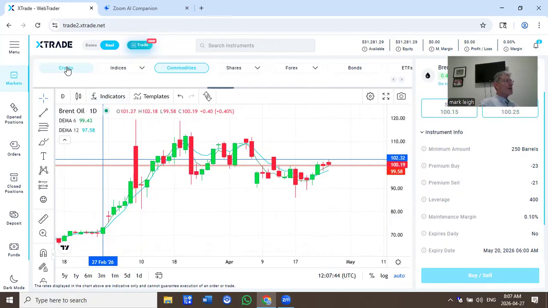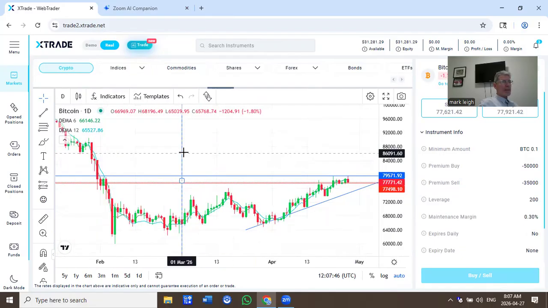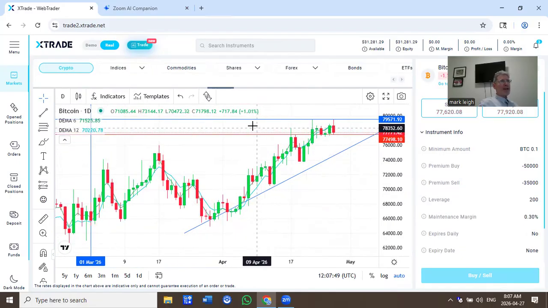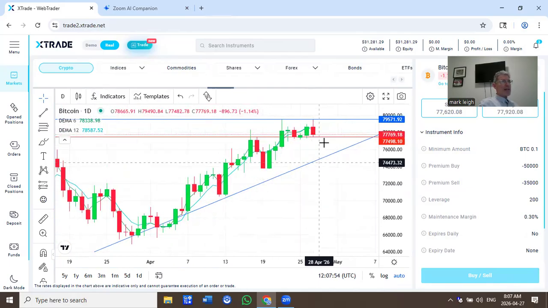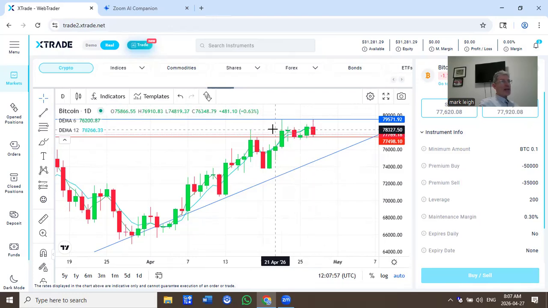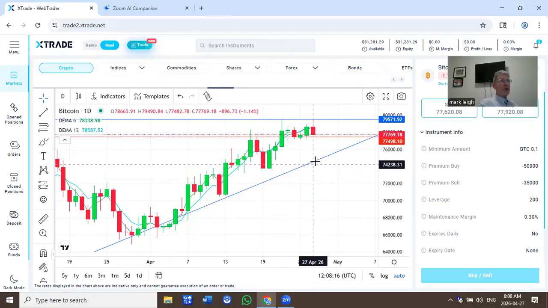Let's have a look at Bitcoin. Bitcoin struggling to get above that 79,500. Red candlestick today, and that uptrend finding it difficult to maintain at the 78, 79,000 level. Sellers in control today. I've got resistance at 79,571. You can see a potential double top at these highs of today, and I've got support at 77.4 thousand. Sellers will look to break below this support level, which was guarded by buyers last week.